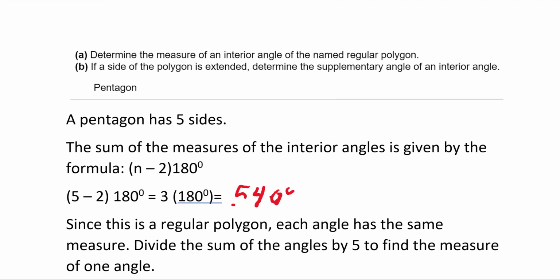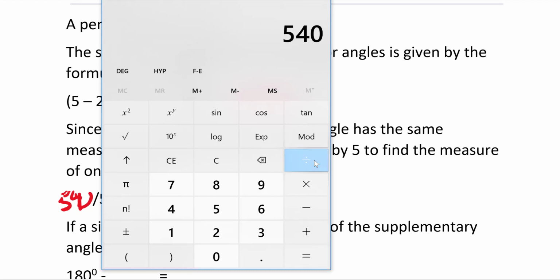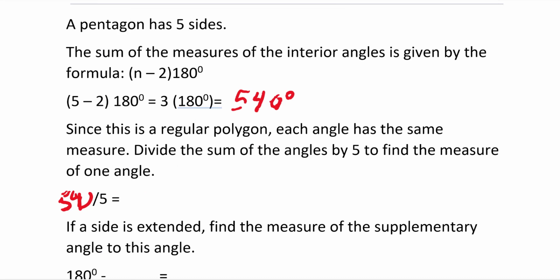Now the question asks us to find the measure of an individual angle. And since it's a regular polygon, each angle has the same measure. So we divide the sum of the angles by 5, because there's 5 sides and 5 angles. So 540 divided by 5. So each angle measures 108 degrees.